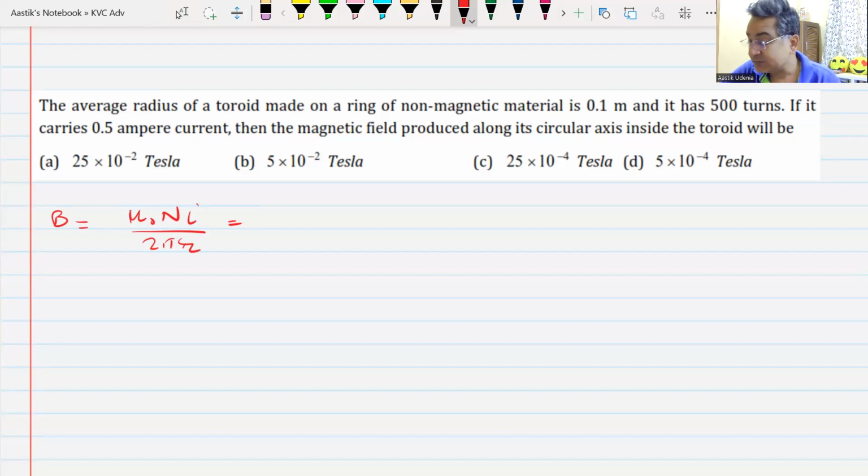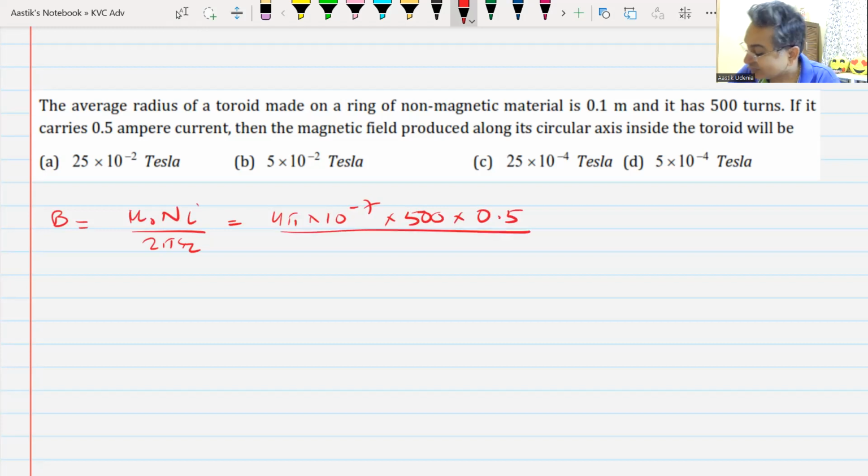Answer? Four pi into 10 raised to the power minus 7. Total number of turns 500. Current is 0.5. Sir, option D. You see, God exists.